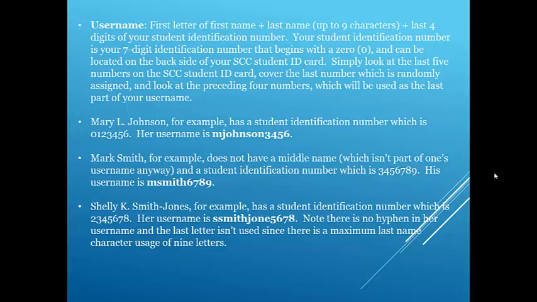Now Shelley K. Smith-Jones has a student ID which is 2345678. So her username is smithjones5678. Note that the S is cut off because that would be more than 9 characters in her last name. There's no hyphen in her name. It's just her first initial, up to 9 characters of her last name, followed by the last 4 digits of her student ID, which is 5678.